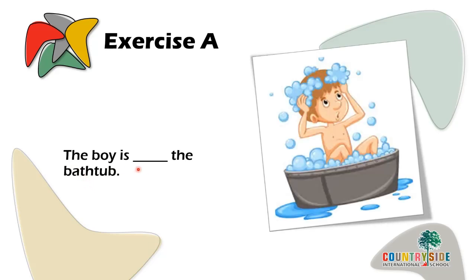The boy is dash the bathtub. Where is the boy? Under the bathtub? In the bathtub? Or on the bathtub? In. He is sitting in the bathtub. Can you see a big bathtub with full bubbles? So again, the word in is showing the position where the boy is. And that's the reason it is called a preposition.